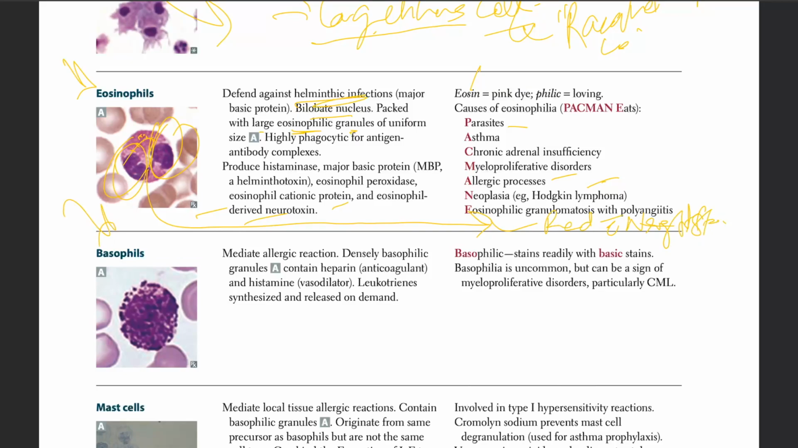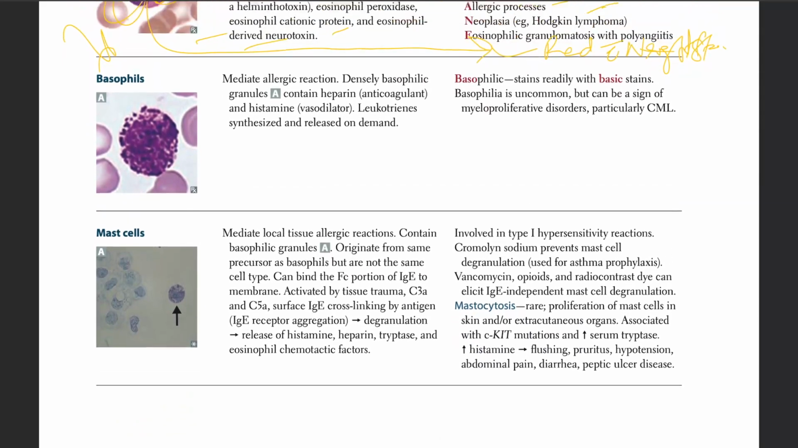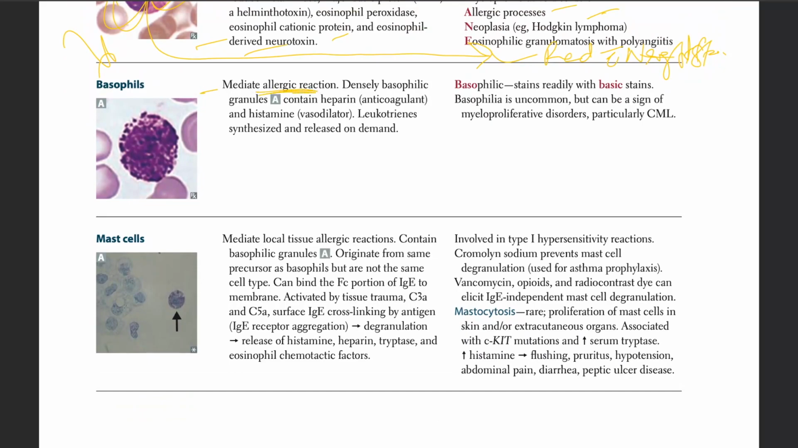All right, moving on to the basophils, the blue cells. What are they? They mediate allergic reaction. Densely basophilic granules contain heparin, which is an anticoagulant, and histamine, which is a vasodilator, and leukotrienes, which are synthesized and released on demand. Basophils stain readily with basic stains. Basophilia, meaning an increase in basophils, is uncommon, but can be a sign of myeloproliferative disorders, particularly CML.